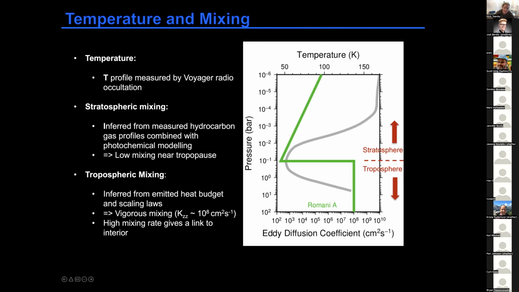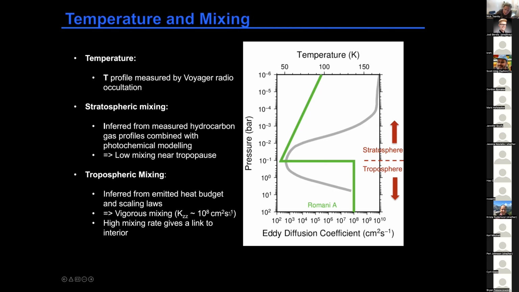So Neptune, as you probably know, is one of the planets that emits a lot more radiation than it receives from the sun. We can use that, combined with a temperature profile and some scaling laws, to infer an eddy mixing parameter for the troposphere. And people have done that and get quite a high value of about 10 to the 8 centimeters squared per second.